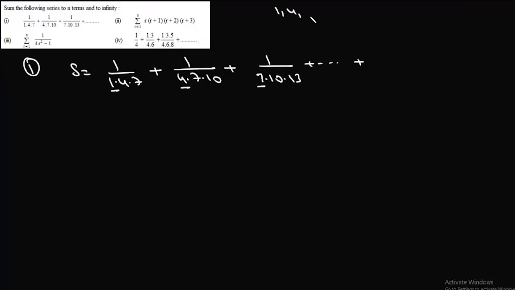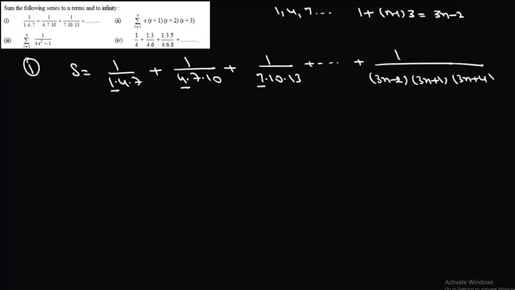Now this is 1, 4, 7. It's an AP. So its nth term will be a plus (n minus 1) d, and common difference is 3. So there'll be 3n minus 2. So it will be this 1 upon (3n minus 2)(3n plus 1)(3n plus 4). Now basically this question is method of difference. Now difference between 1 and 7 is 6, 4 and 10 is 6, 7 and 13 is 6, and 3n minus 2 and 3n plus 4 is 6. So what we'll do is we'll multiply and divide everything with 6.